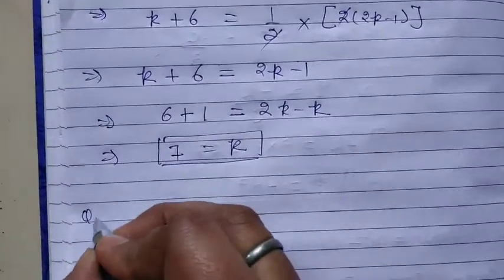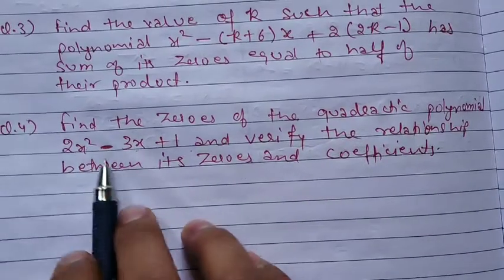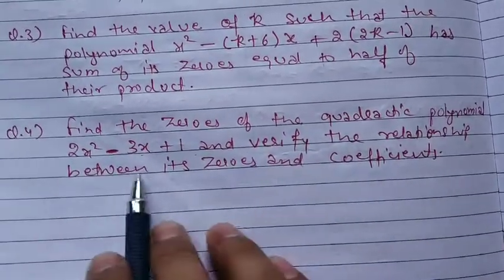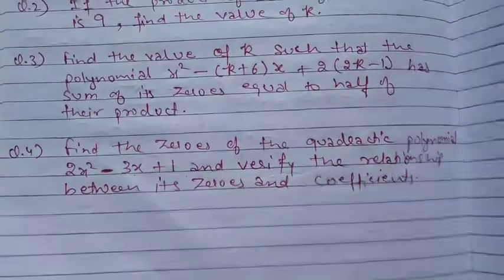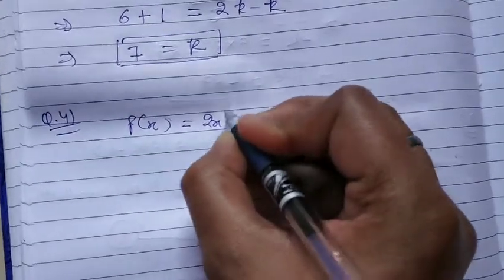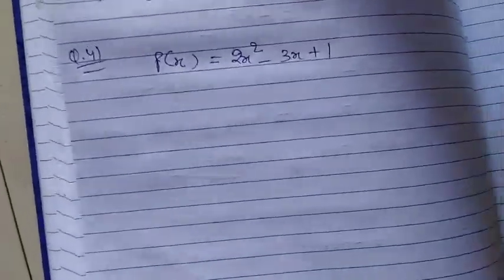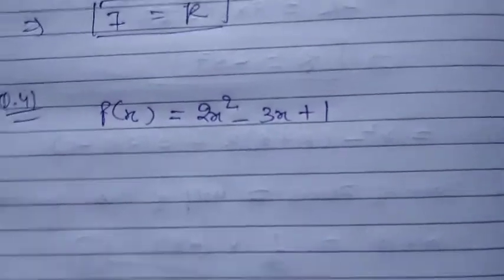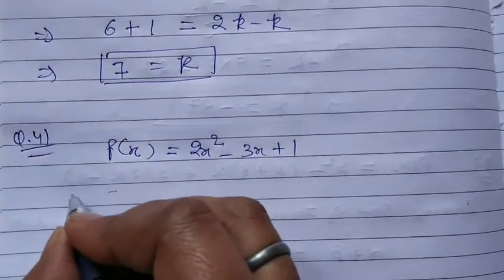Okay, now in the fourth question it is said to find the zeros of the quadratic polynomial and verify the relationship between its zeros and coefficients. So the polynomial is 2x square minus 3x plus 1. We need to find its zeros, and then verify the relationship. So first we'll find the zeros with the help of the middle term splitting method.